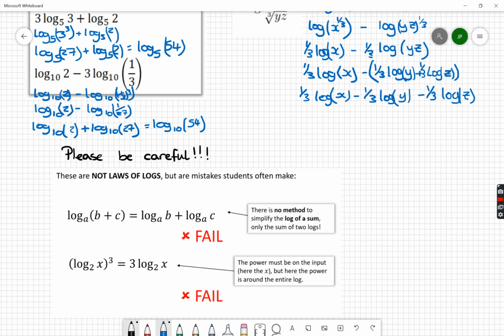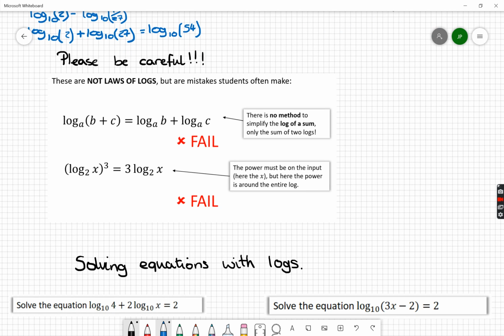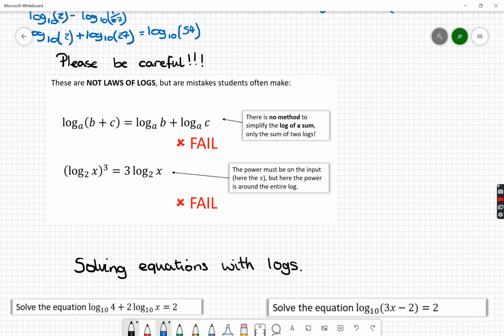Right. Just a couple of things for you to be careful of, guys. Log a of b plus c is not the same as doing log a of b plus log a of c. There is no method to simplify if you're adding together. You just add them together. You only have that when they are multiplied. So that's really important. That does not work.